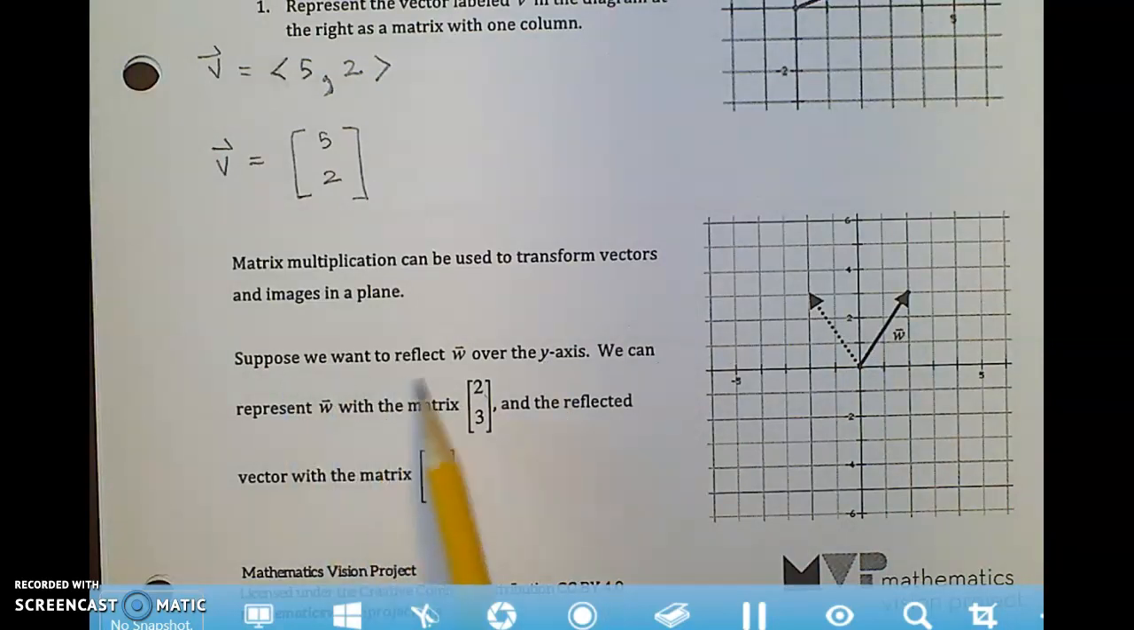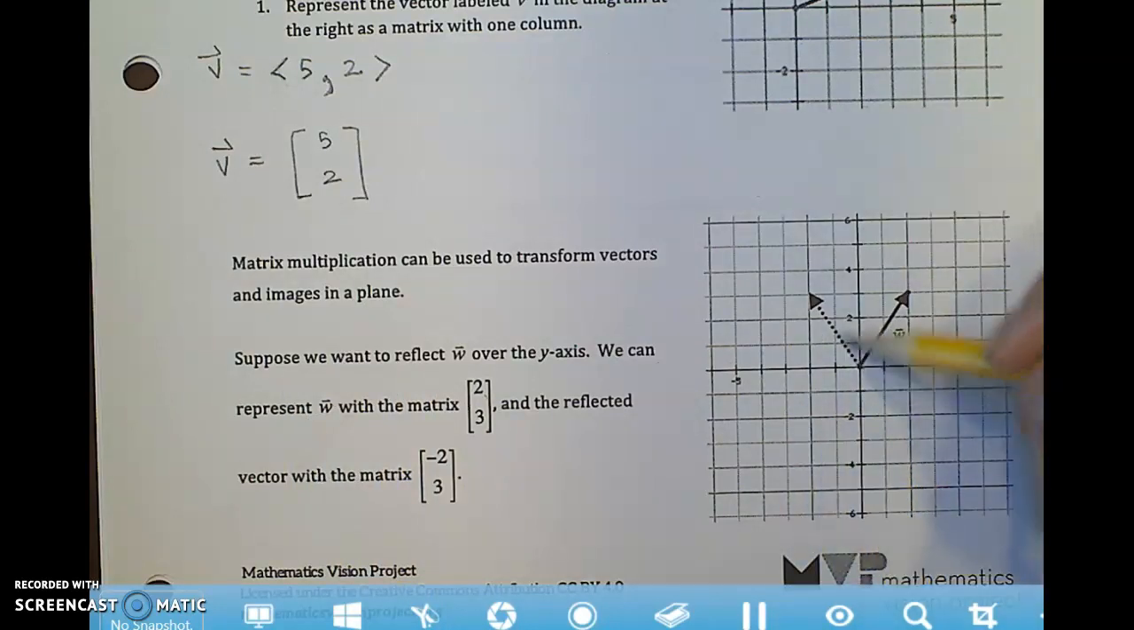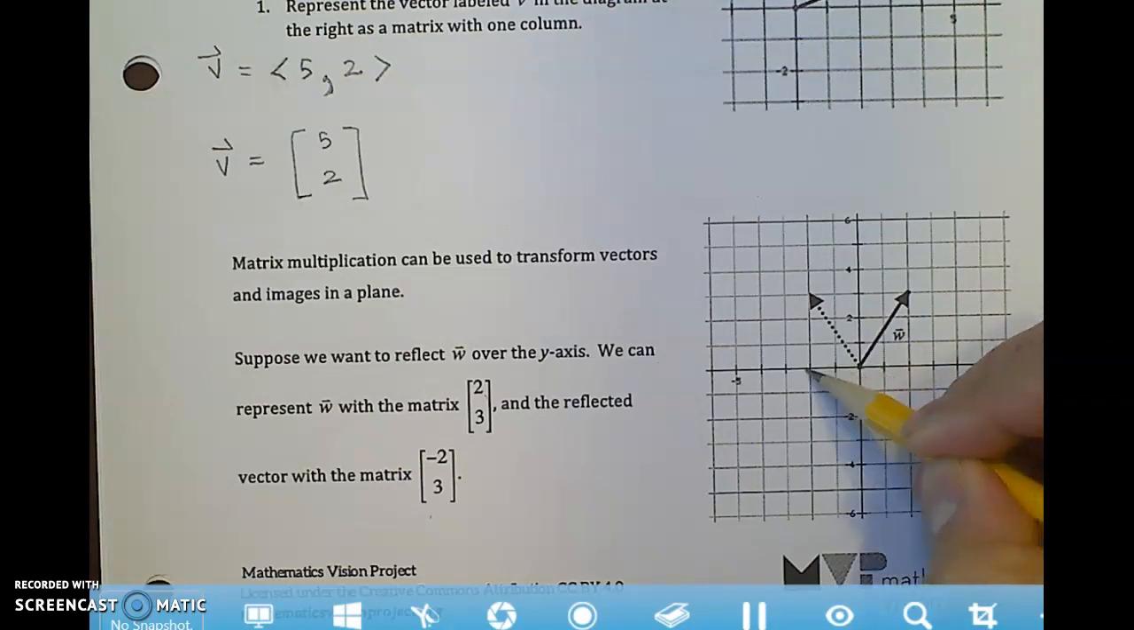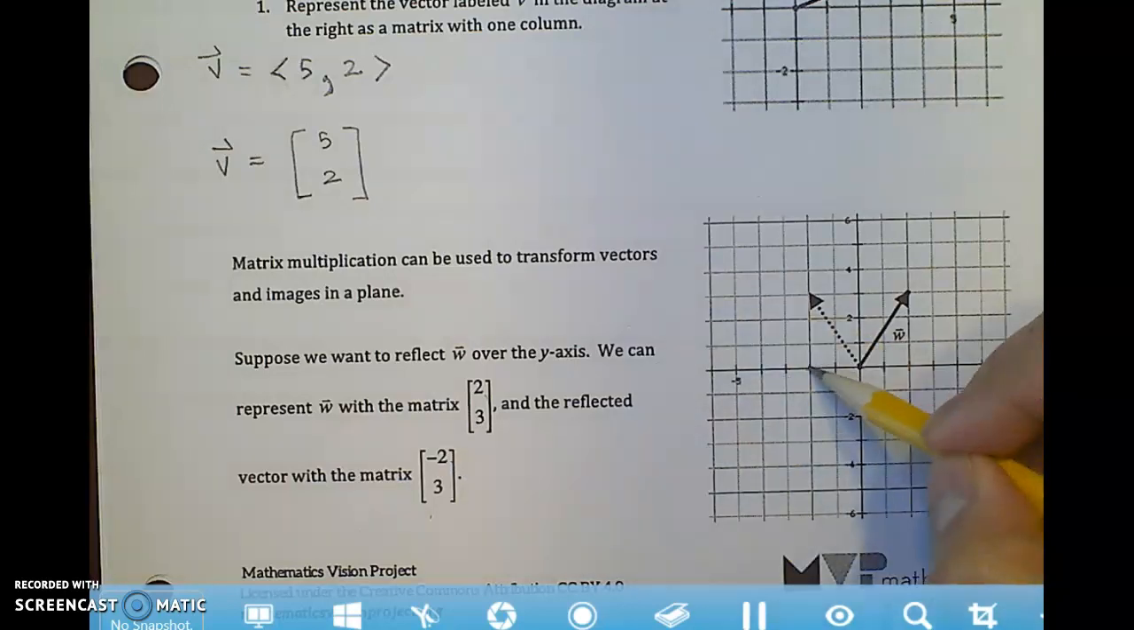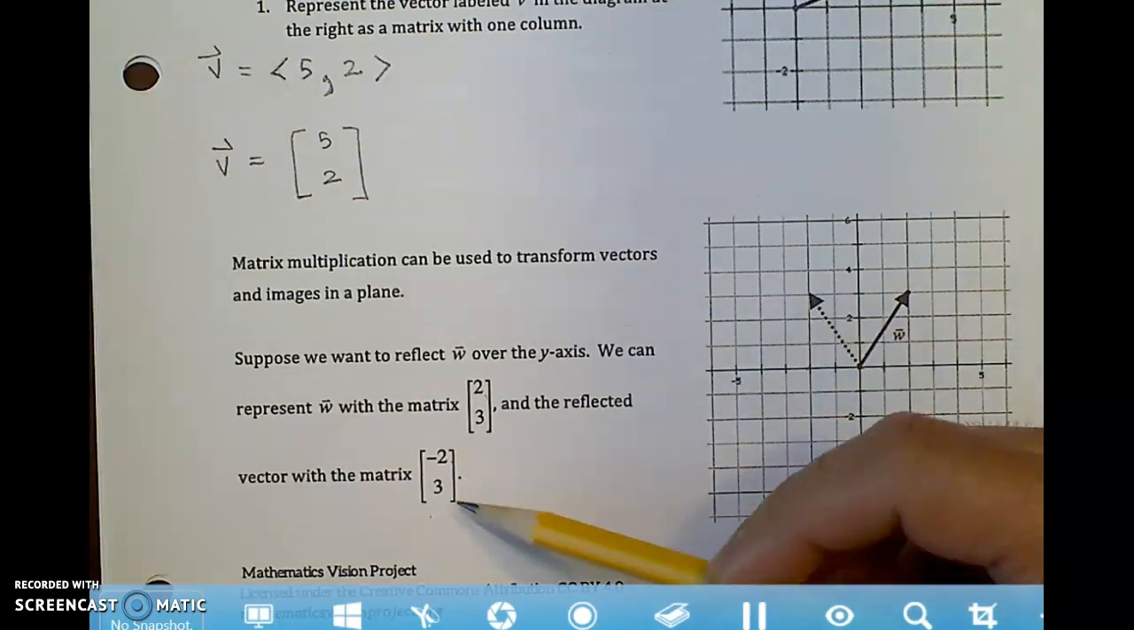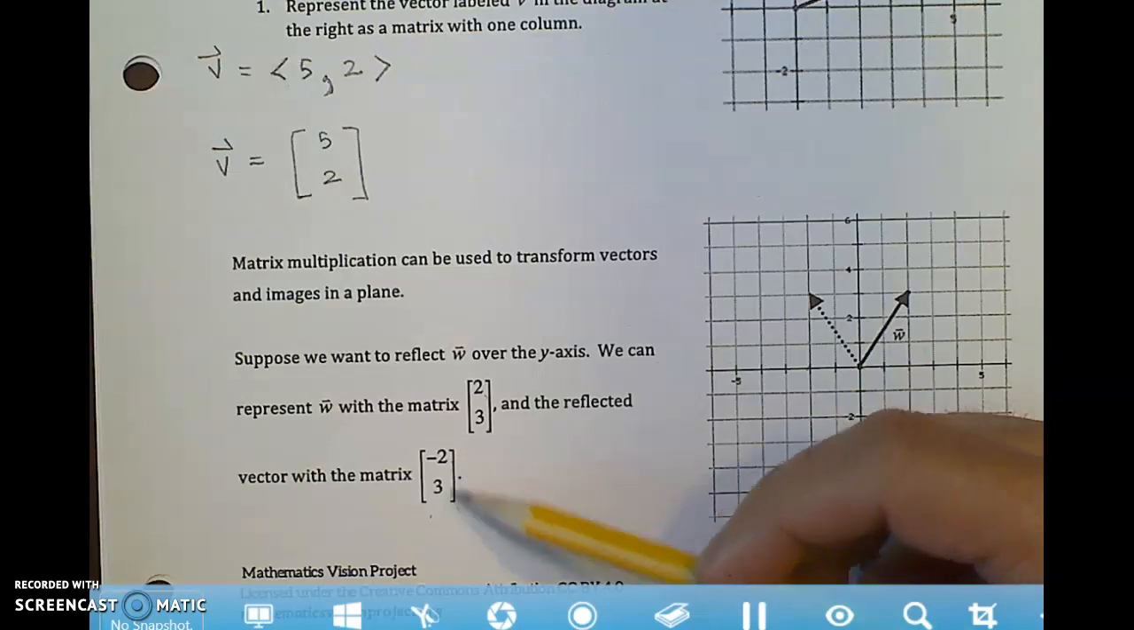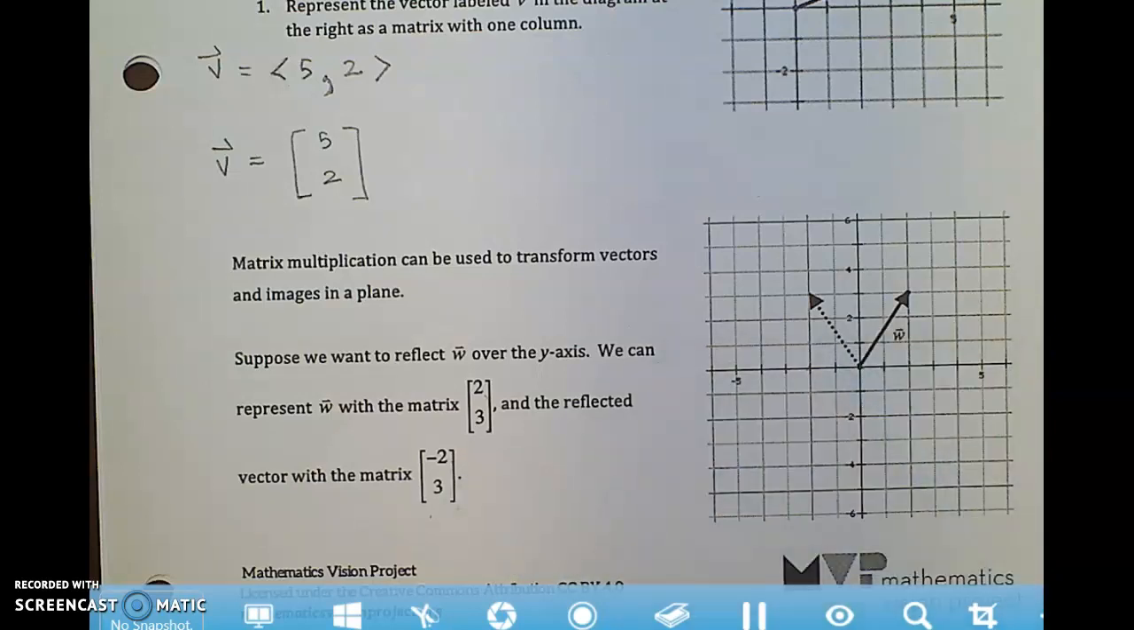Suppose we want to reflect vector W over the y-axis. Remember that's a flip over the y-axis. The matrix that represents this vector is this one, negative 2, 3. You can check that from the diagram. From the starting point, we have to go to the left 2, so our horizontal component is negative 2. Then we're going up 3, so our vertical component is 3. So negative 2, 3 represents the reflected vector W.